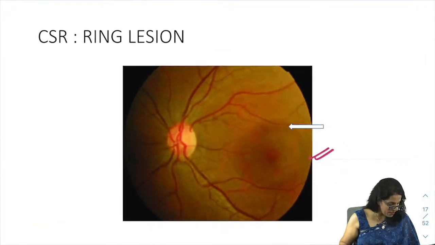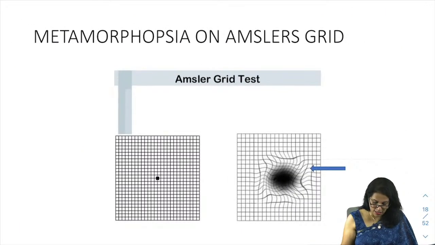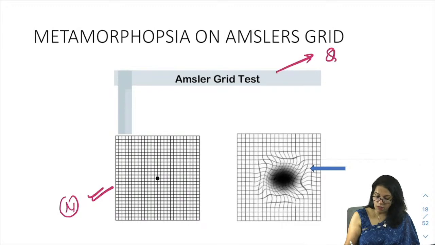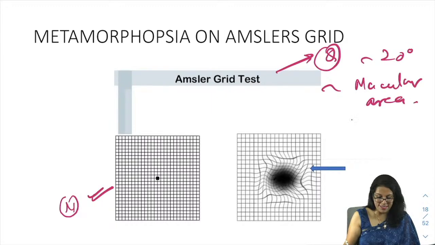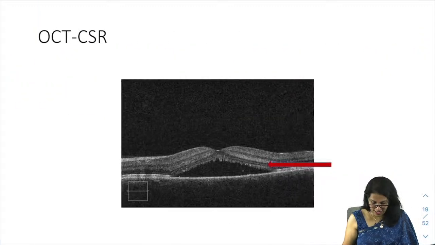So that is what is ring reflex. Yes. And then next, this is what is metamorphopsia. You can see the blue arrow, this is on the Amsler grid, this is what a normal person will see. The Amsler grid tells you how much of the field, 20 degrees. It corresponds to the macular area. 20 degrees of visual field is depicted by the Amsler grid. Remember this, right? Okay, we come to the next.